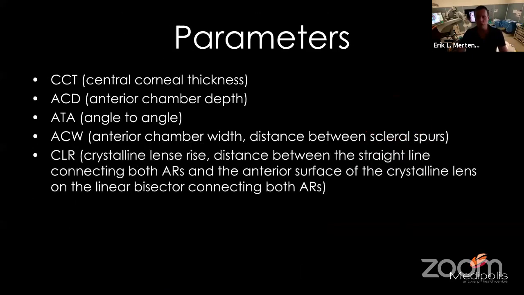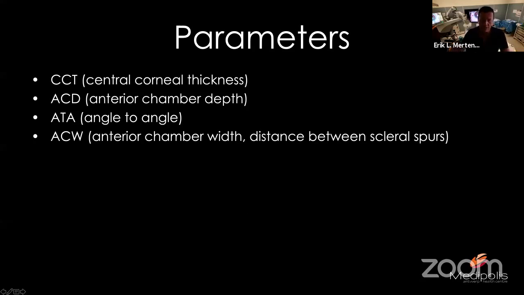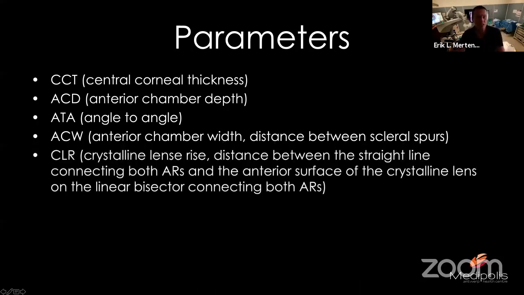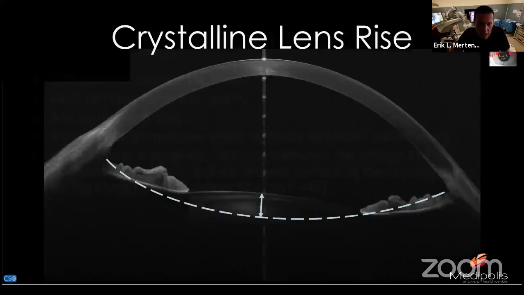And then another feature which is very important in the calculation of the ICL diameter is the crystalline lens rise. And the definition is, and I quote, the distance between the straight line connecting both angle recesses, the straight line in nature, and the next slide will explain to you that on the image it's not a straight line, and the anterior surface of the crystalline lens on the linear bisector connecting both angle recesses. So this is how it looks on the instrument. I told you it is a straight line, but actually on the image it's not a straight line.